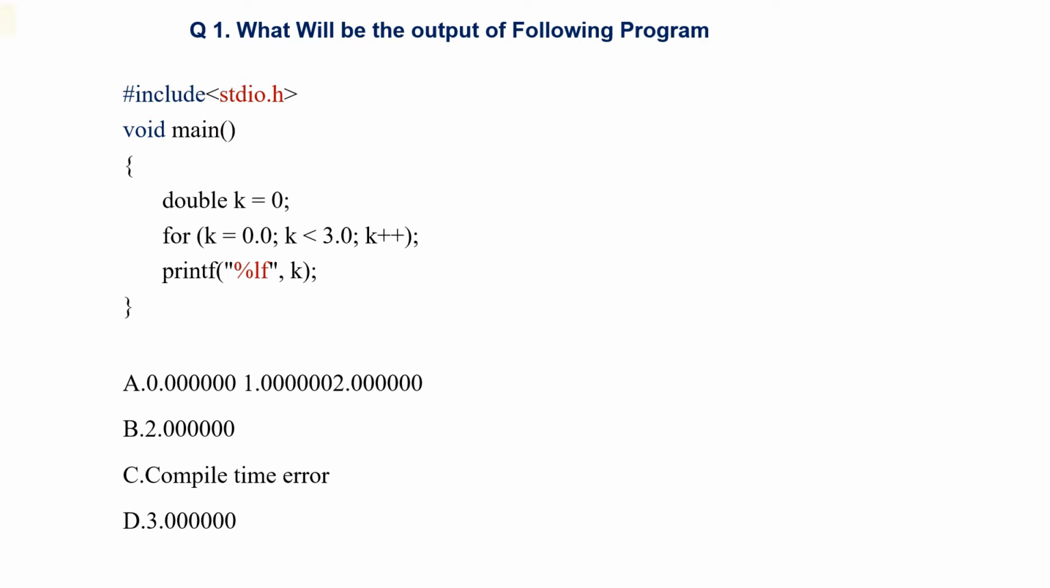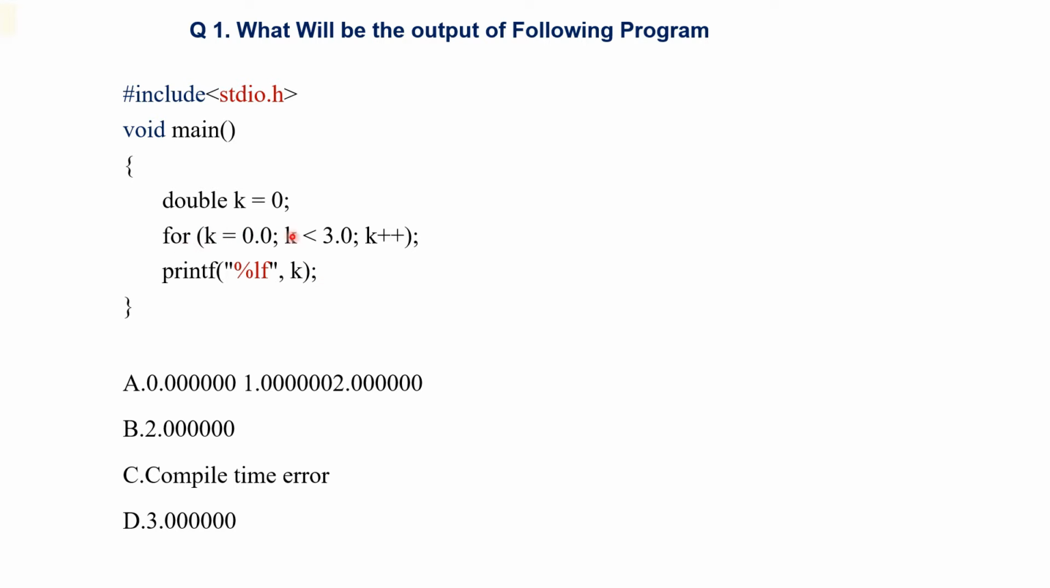So here in this program, a double variable k is declared and it is initialized with the value 0. And the next statement here is the for statement. Here you must notice that there is a semicolon. As there is a semicolon here, there will not be any statement in the for loop.